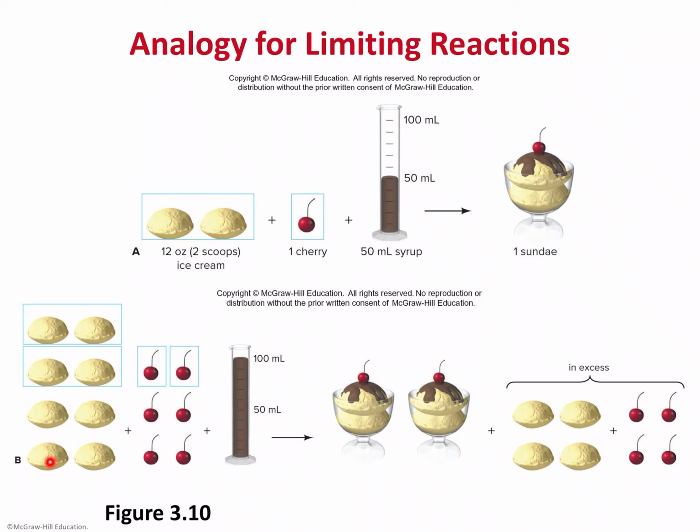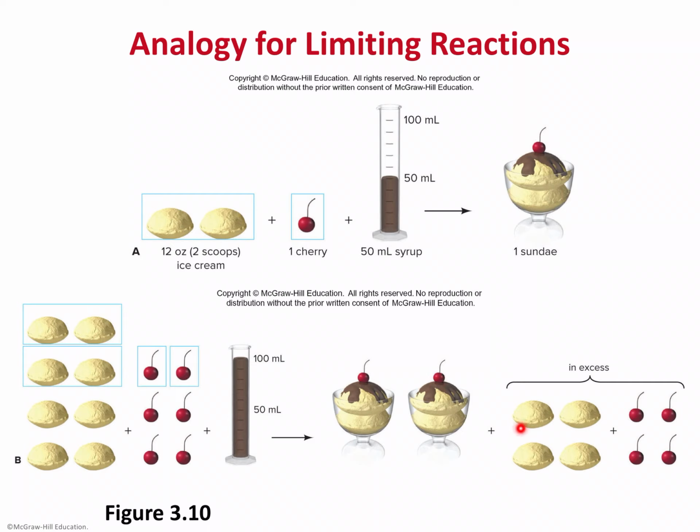We have 1, 2, 3, 4, 5, 6, 7, 8 scoops of ice cream. We have 6 cherries, and we have 100 milliliters of syrup. With the given ingredients, how many perfect sundaes can we make? You put 2 scoops, 50 milliliter, 1 cherry. 2 scoops, 50 milliliter, 1 cherry. And you're trying to make another sundae.